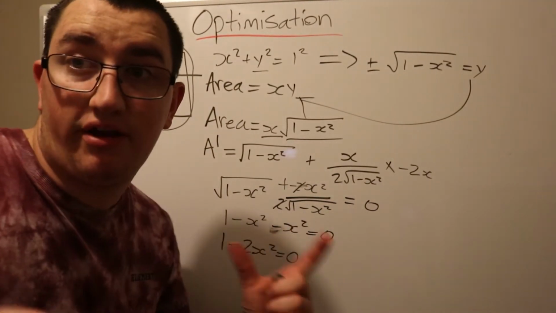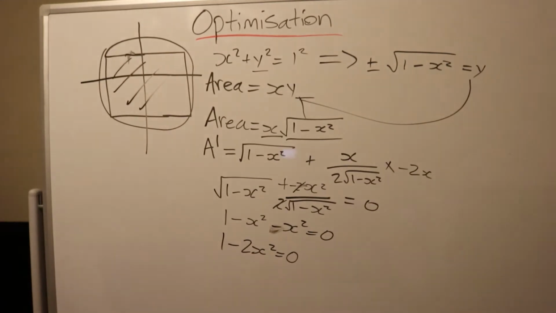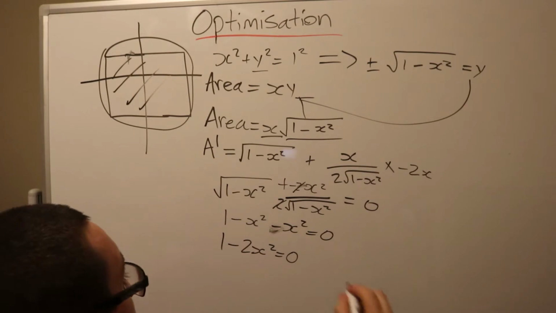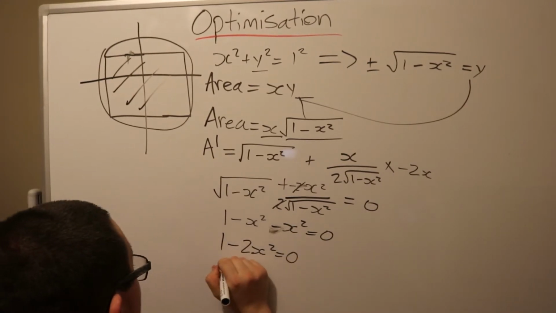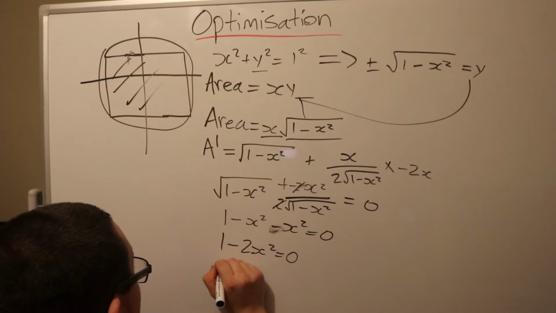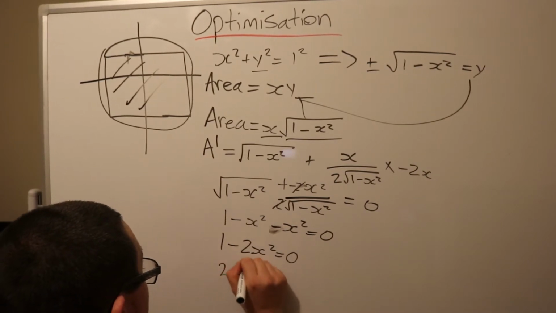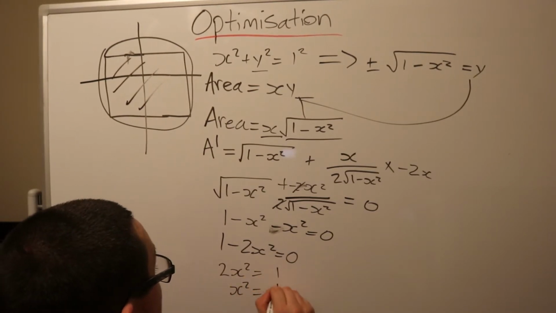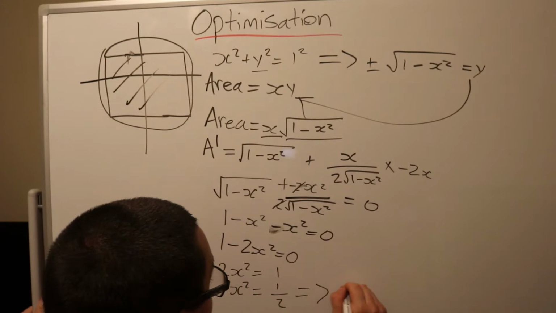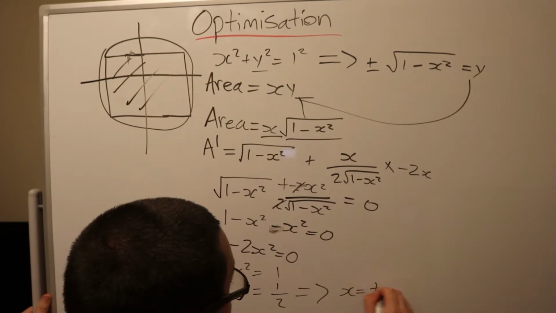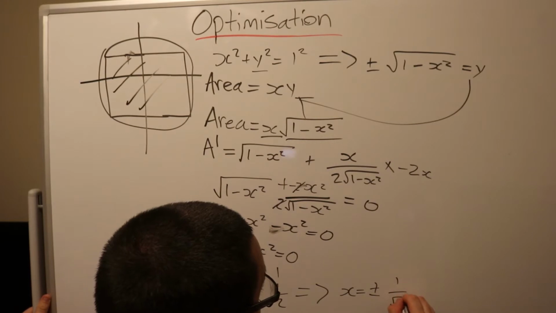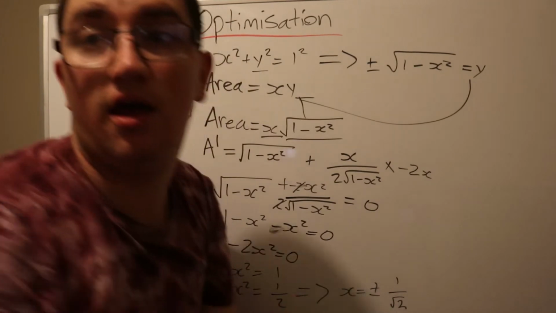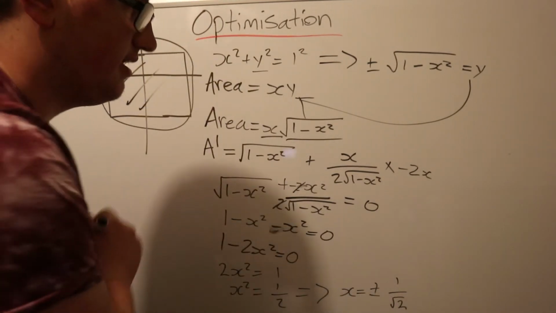And now we have to rearrange for x to see what our maximum or our minimum could be. Now I'm on my knees, and I don't know if you guys can see me, but let's go ahead and do that. So we rearrange and we get 2x squared is equal to 1, x squared is equal to 1 over 2, and x is either equal to plus or minus 1 over root 2. Okay? So those are what we call our extreme points.